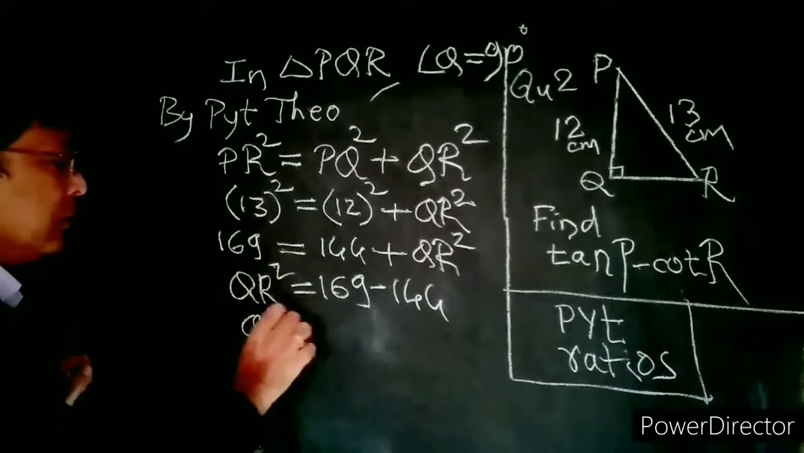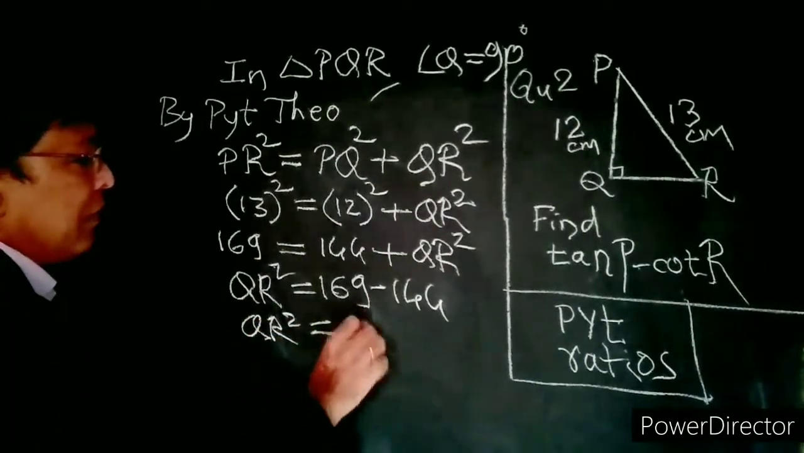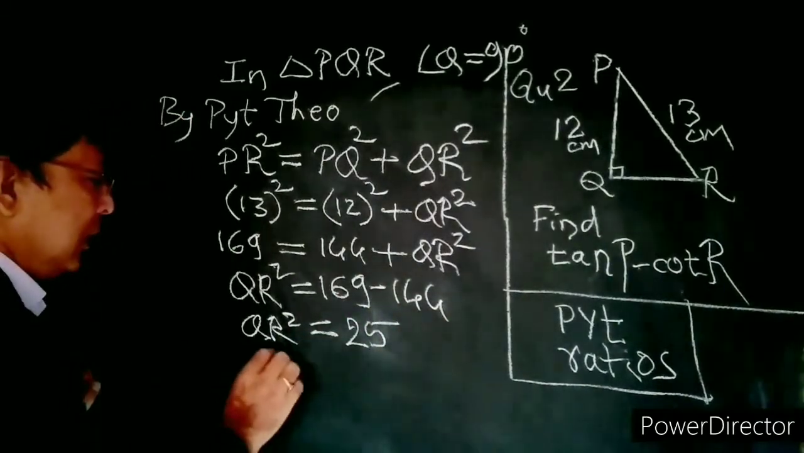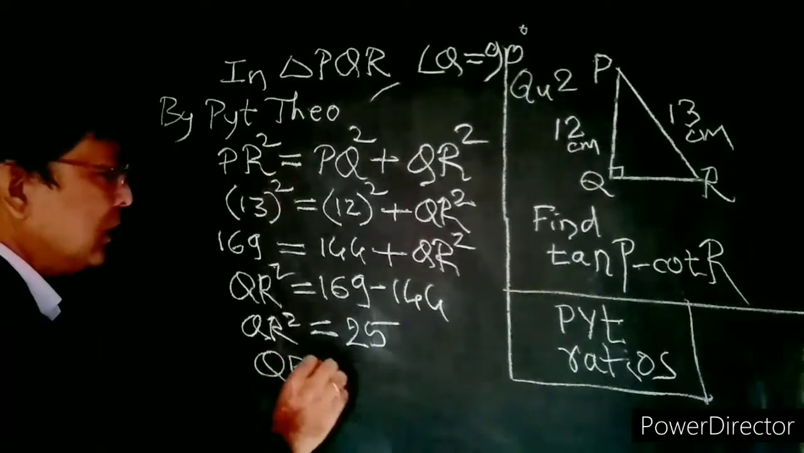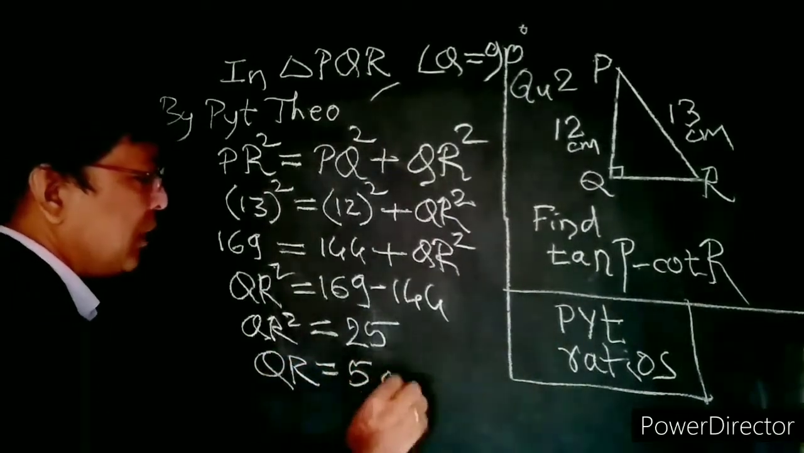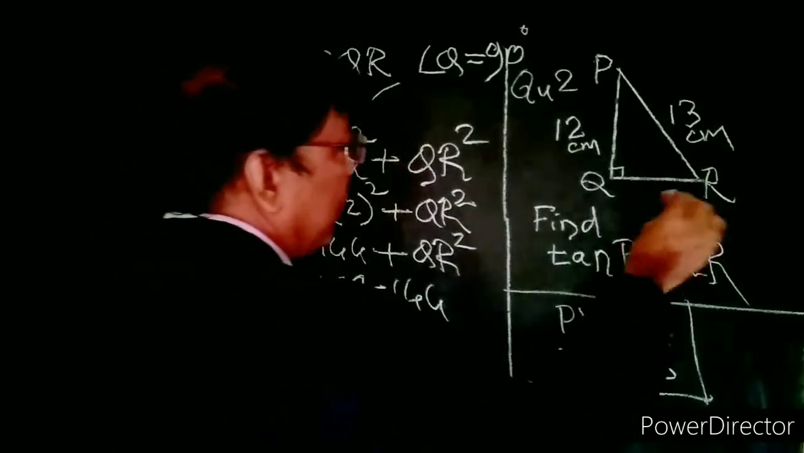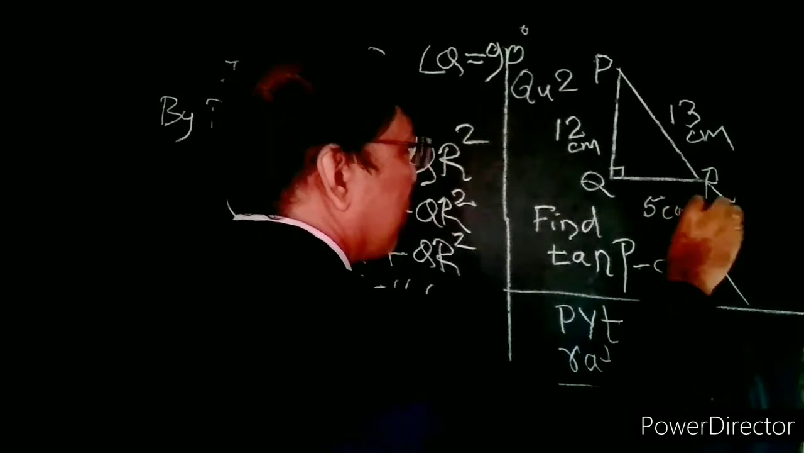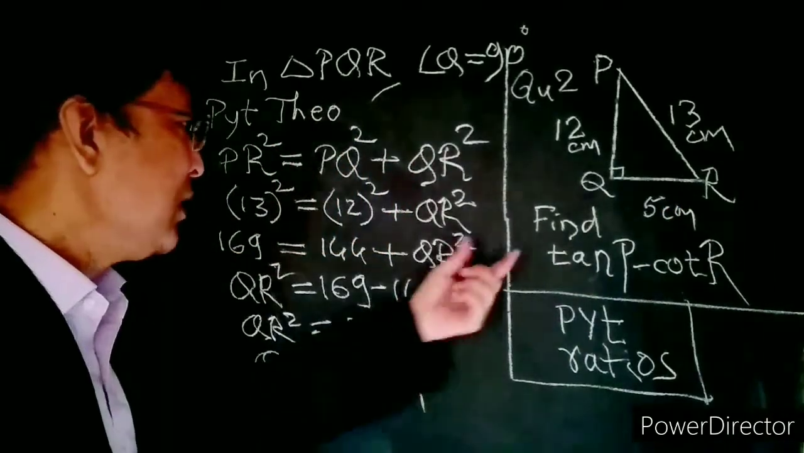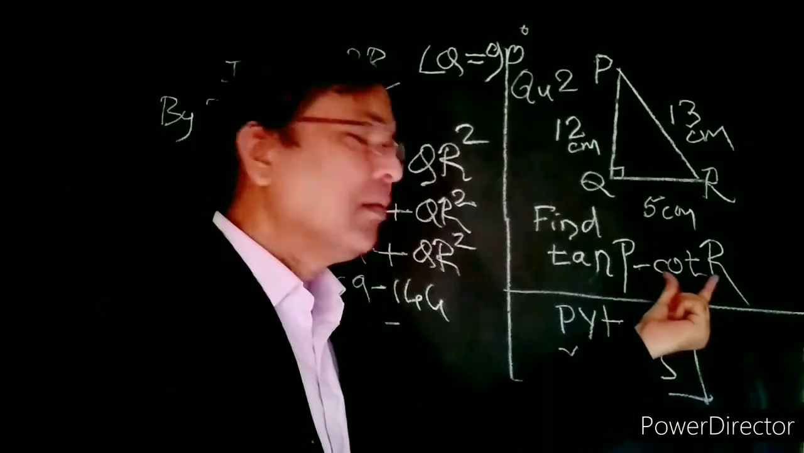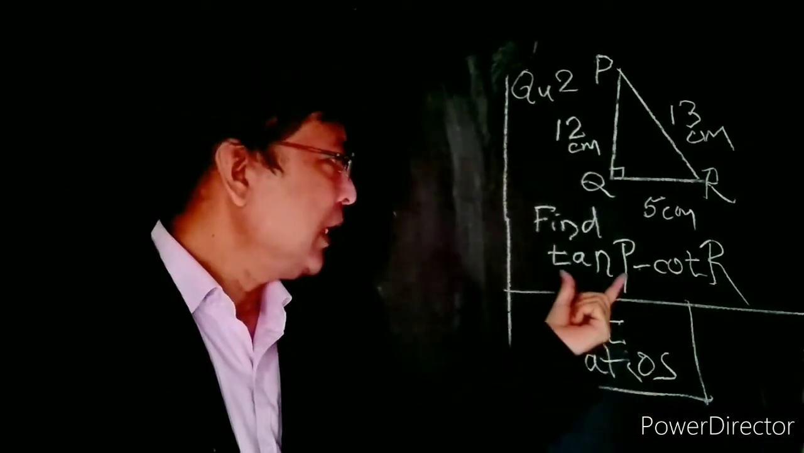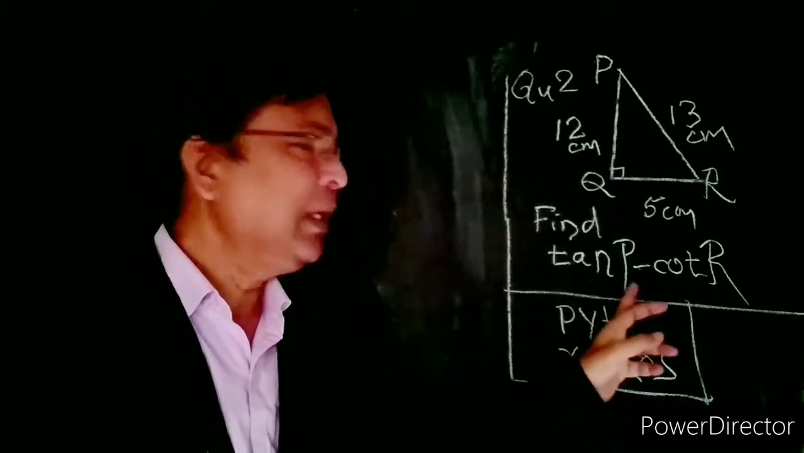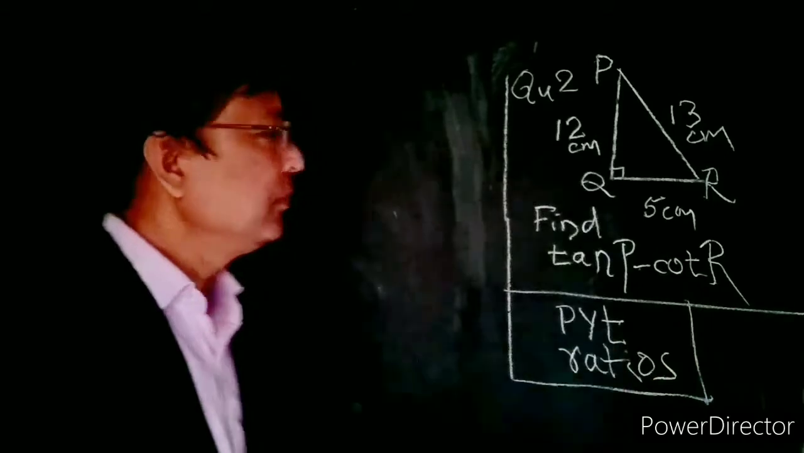Therefore, QR square equals 25. 169 minus 144 is 25. Therefore, taking the square root on both sides, we get 5 centimeter. Therefore, the length of QR is 5 centimeter. Now, let us find the ratios. Let us find the tan P value, then the cot R value, then we will find tan P minus cot R.